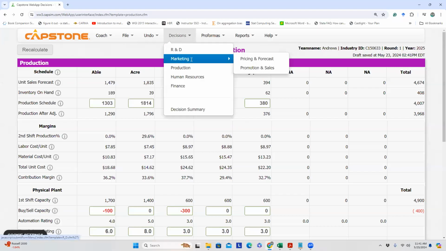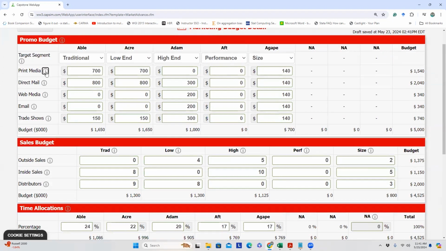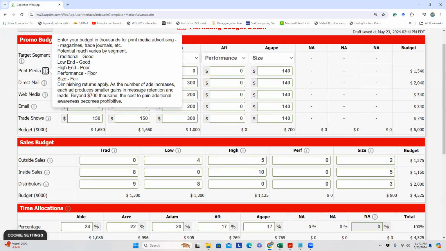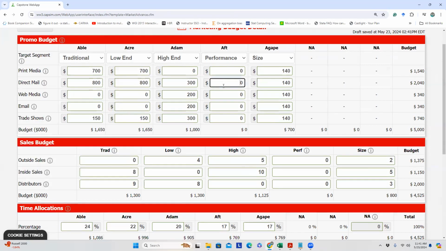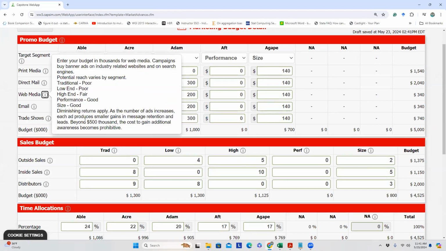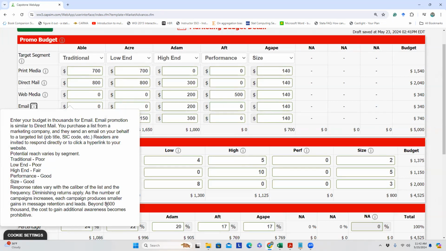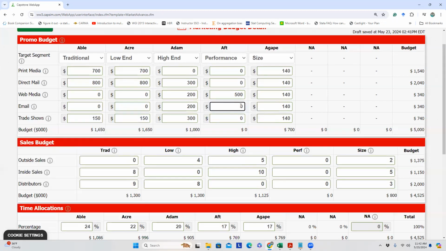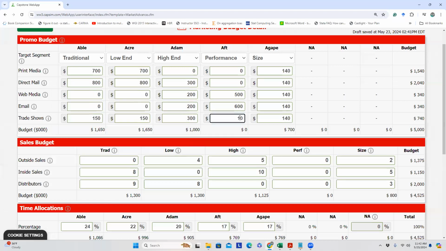Okay, so now going to your promotions and sales. So here, let's look at print media. This is a poor method for promoting your products. So let's say leave it at 0. Direct mail, your performance product poor. So let's leave this at 0. Web media is about 500 as the maximum, but this is a good mechanism. So if I put 500 in here, for example, and email, so this is 600 and this is good. So 600, and trade shows are fair for performance and 300 maximum, let's say 100.